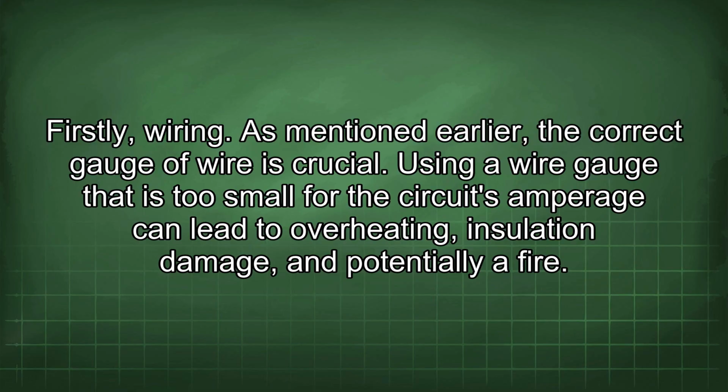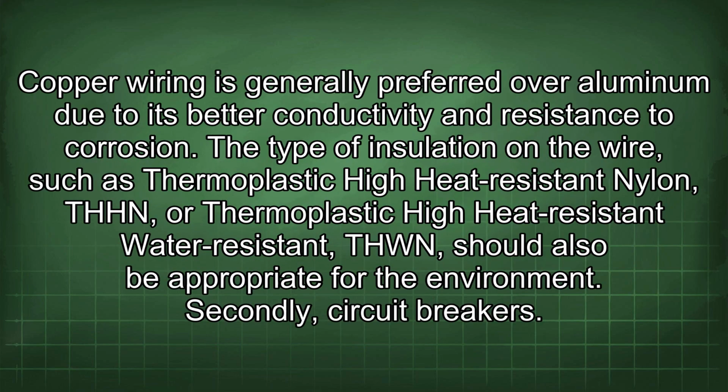Using a wire gauge that is too small for the circuit's amperage can lead to overheating, insulation damage, and potentially a fire. Copper wiring is generally preferred over aluminum due to its better conductivity and resistance to corrosion. The type of insulation on the wire, such as thermoplastic high heat resistant nylon (THHN) or thermoplastic high heat resistant, water resistant (THWN), should also be appropriate for the environment.